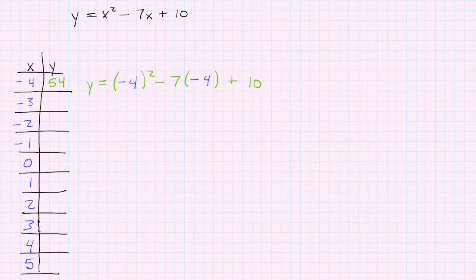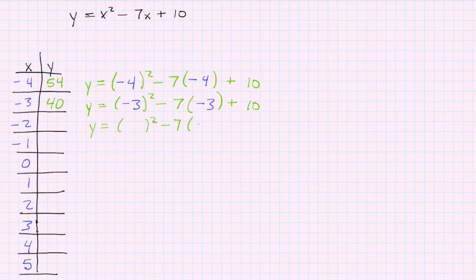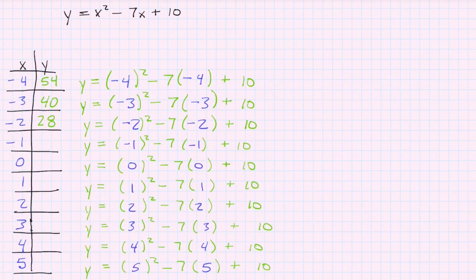Then I'm going to plug in -3 in the same way. So it's going to be y equals -3 squared minus 7 times -3 plus 10. Put it on your calculator, and you should get +40. Okay, so I'm just going to write the 40, and now we got 2 points. Now we're going to repeat this again, this time putting -2 in. So I get y equals -2 squared minus 7 times -2 plus 10, and I get 28.